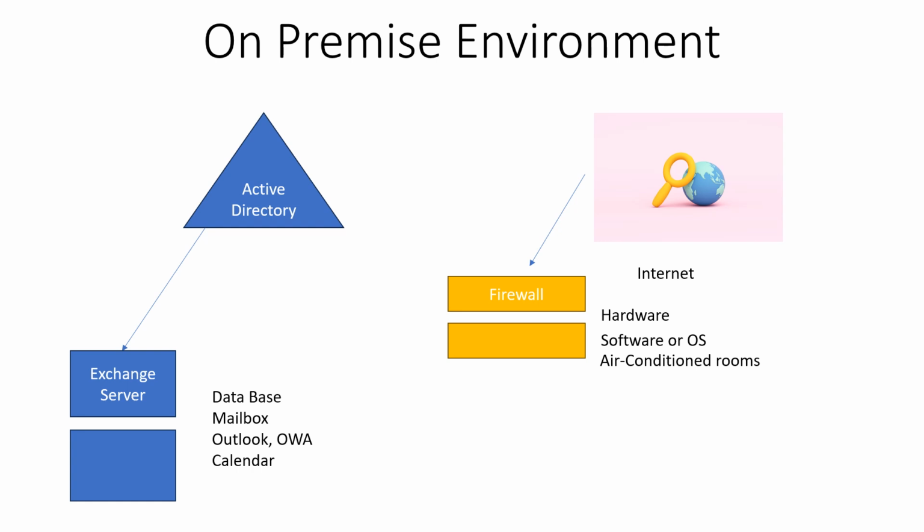So after the installation of Exchange servers, they need to run 24/7. And in order to achieve this task, we need to place these servers into air conditioned rooms. So we also need to take care about the air conditioned rooms. And we need to ensure that there is uninterrupted power supply. We need to ensure that there is minimal downtime. Downtime means suppose we are running on-premise environment and at any point our Exchange server or Active Directory crashes. So in between our communication is stopped.